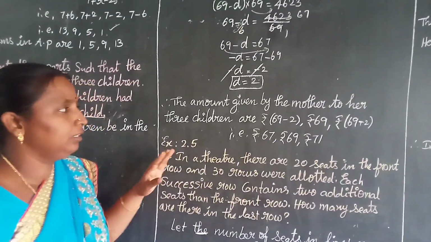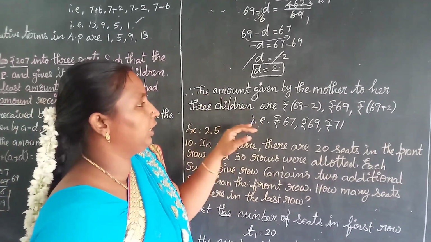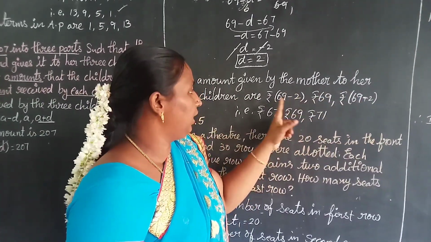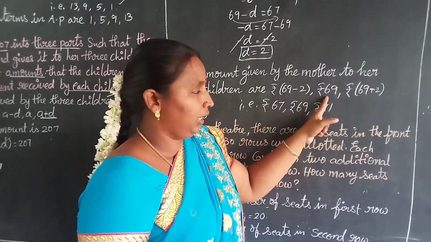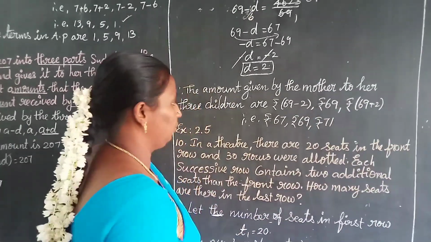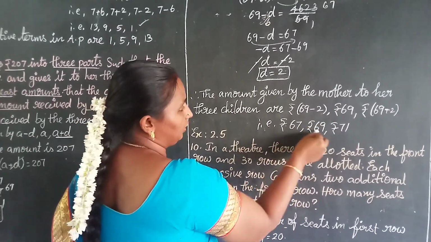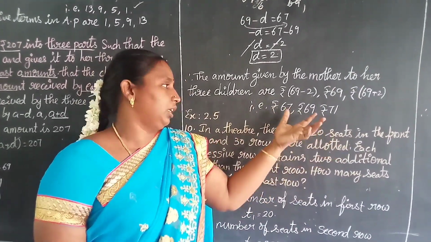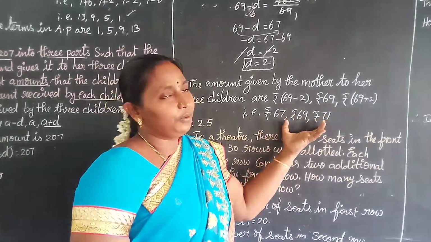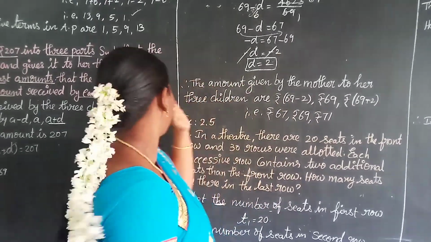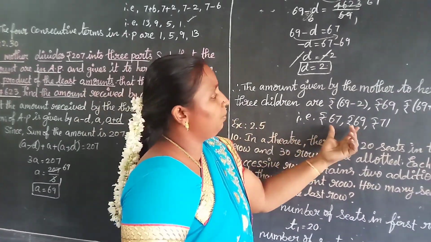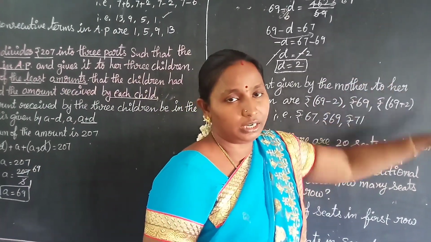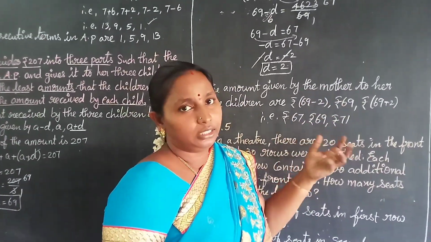So we found A and D. Now we are going to substitute in them. So the amount given by the mother to her 3 children, that is A minus D, A, A plus D. So A minus D now 69 minus 2, A 69, A plus D 69 plus 2. So we will get 67, 69 and 71. So by the condition you can check whether the answer is correct or not. How to check? If you add these 3 amounts, you will get 207. They given in the sum, 207. If you multiply the least 2 amounts, that is 67 into 69, you will get 4,623. You may check like this also.